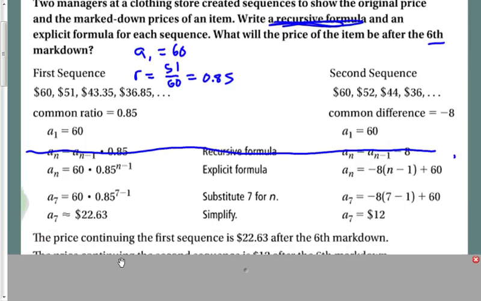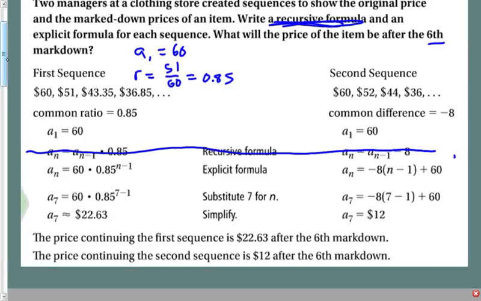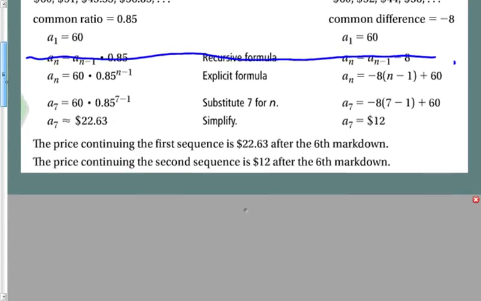And we get a price of $22.63. So the price continuing the first sequence is $22 after the 6th markdown. The price continuing the second sequence is $12 after the 6th markdown. So that's how you use the explicit formula for real world problems.